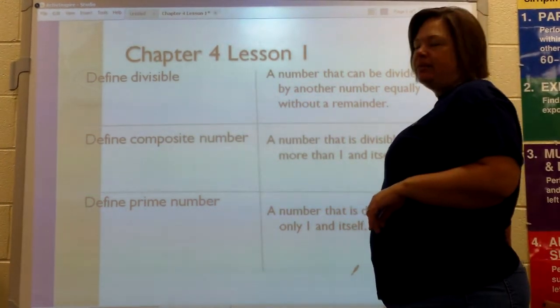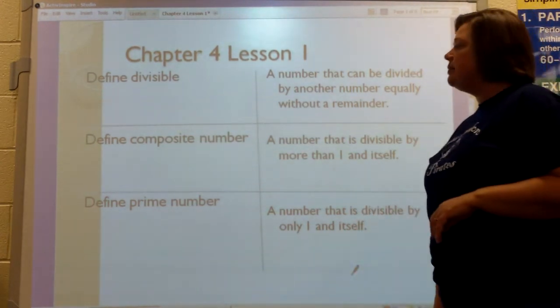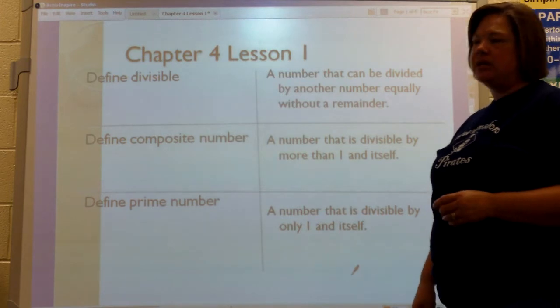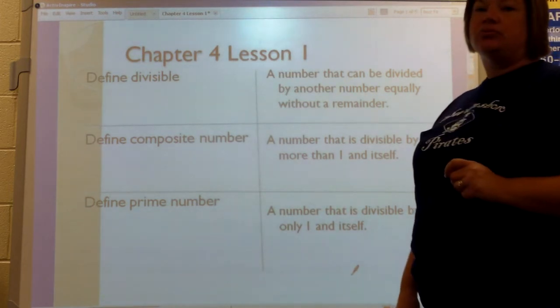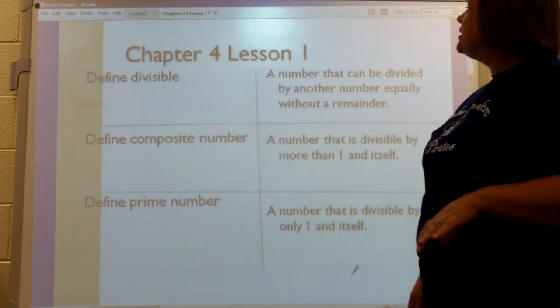Class, welcome to math. Today we are going to look at chapter 4, lesson 1, which is talking about composite and prime numbers, and also we're going to look at the rules of divisibility. So we have our definitions for this lesson.